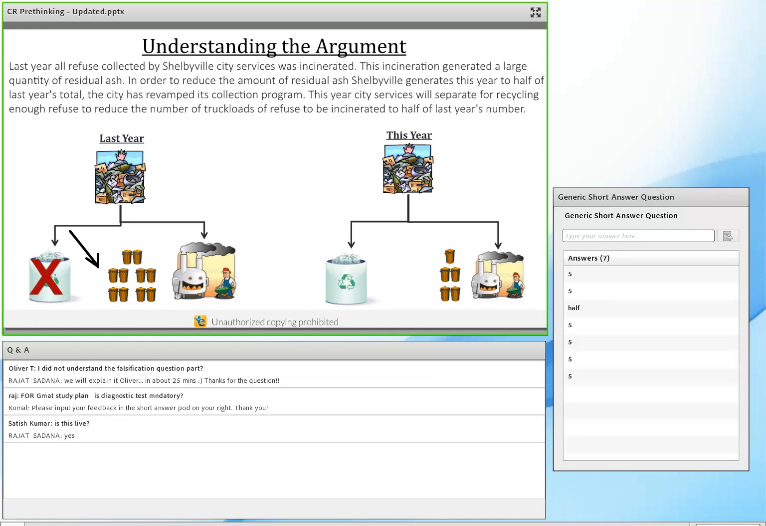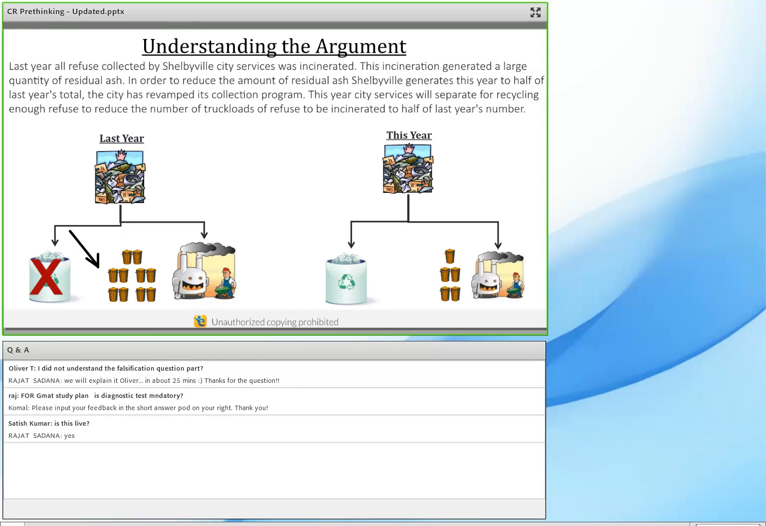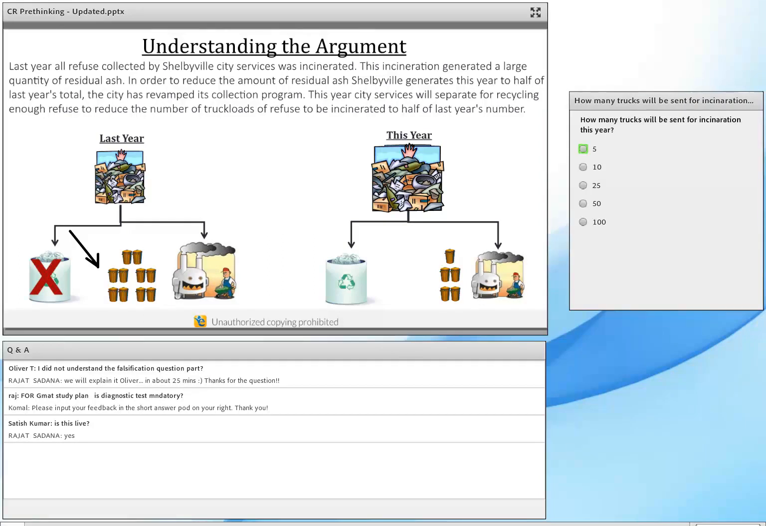Okay. Now let's make sure you understand this argument correctly. Now, if this year instead of collecting the same amount of refuse, I collect 10 times as much refuse, how many trucks do you think I'm going to send for incineration this year? If I collect 10 times as much refuse.